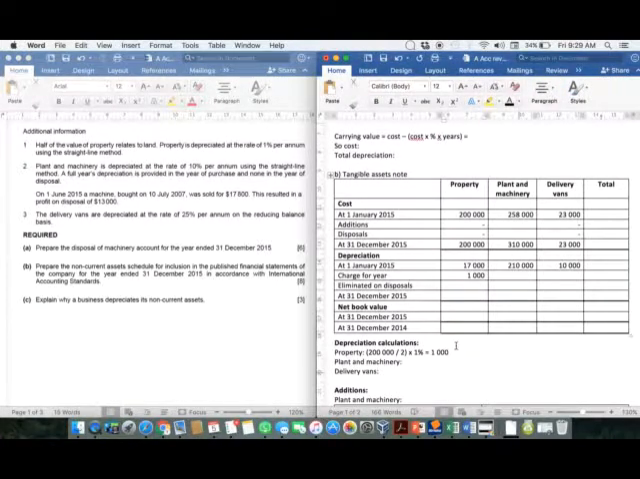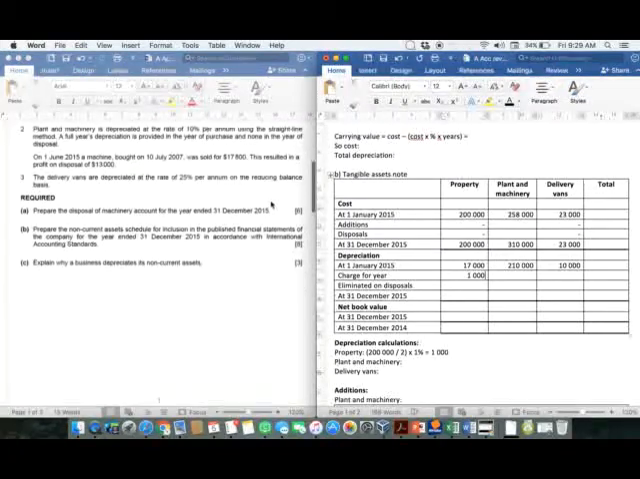Number 2, plant and machinery is depreciated at the rate of 10% per annum using the straight line method. Okay, so plant and machinery, you can make a note here, 10% if you want, on cost. Now, the reason I'm doing that is because they haven't actually given me enough other information to carry on yet. You'll see in a minute. A full year's depreciation is provided in the year of purchase and none in the year of disposal.